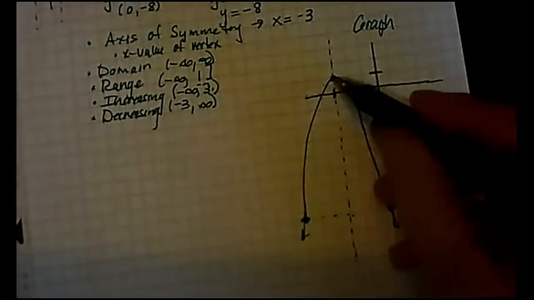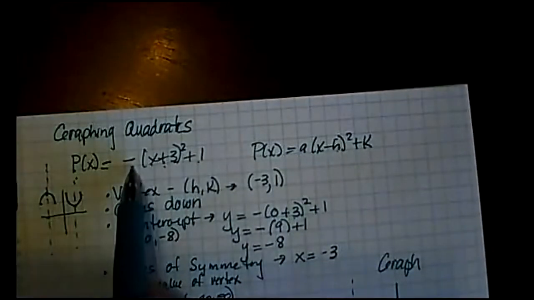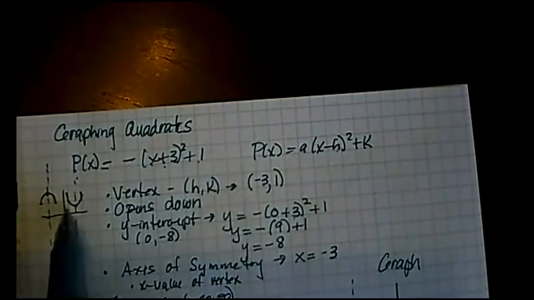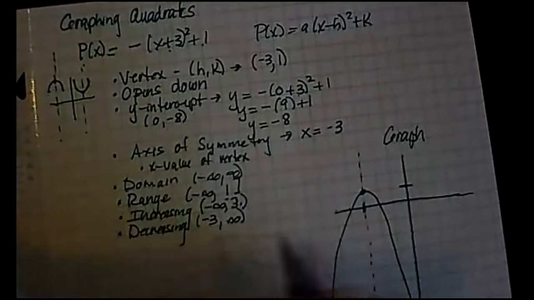All right, now do we have a max or min? Well, if it opens down, we're going to have a high point, which means we have a maximum. If this is positive and it opens up, I'm going to have a minimum. So in this case, since it opens down, I have a high point, so I'm going to have a maximum.